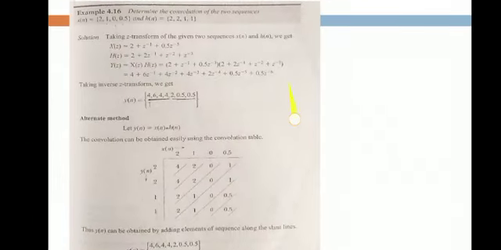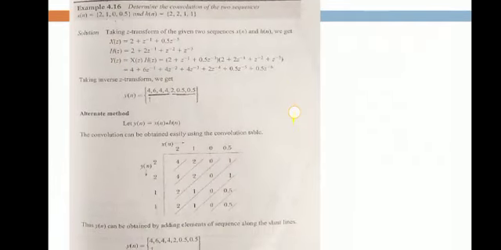So this is how you can solve the problem of convolution by using the direct multiplication method, or by using the method that we have seen for the convolution table. So these are the methods for solving problems based on convolution.